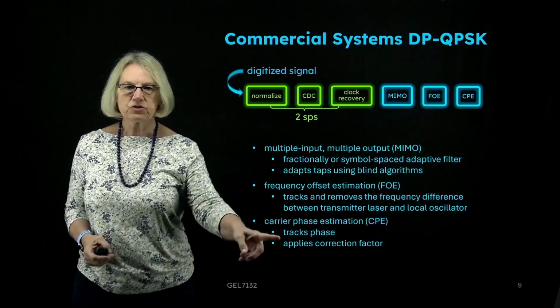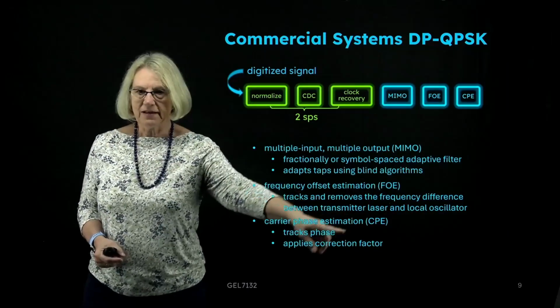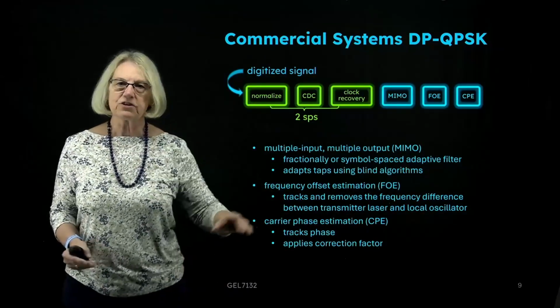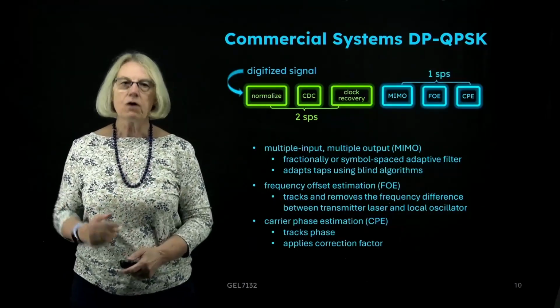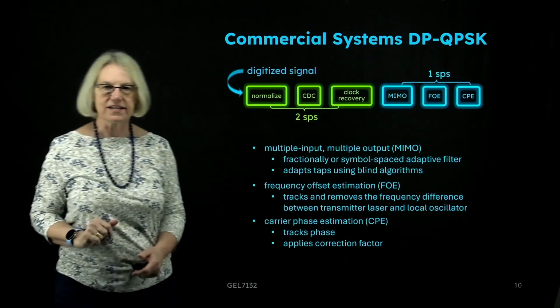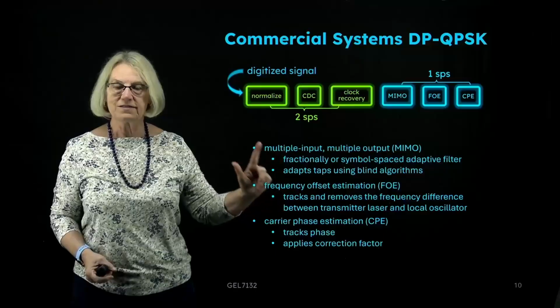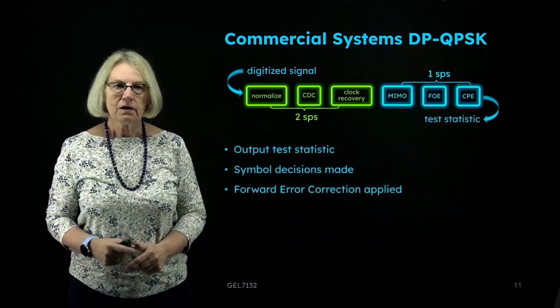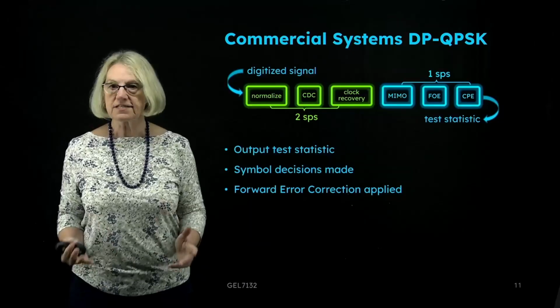So once we have tracked the phase from the laser drift and estimated it, then we apply a correction factor to remove it. So once all of these steps are done, by the way, these are generally done at 1 SPS, all these last ones. So the FOE and the CPE operating at 1 sample per symbol. Once this is done, the commercial system kicks out the test statistic.